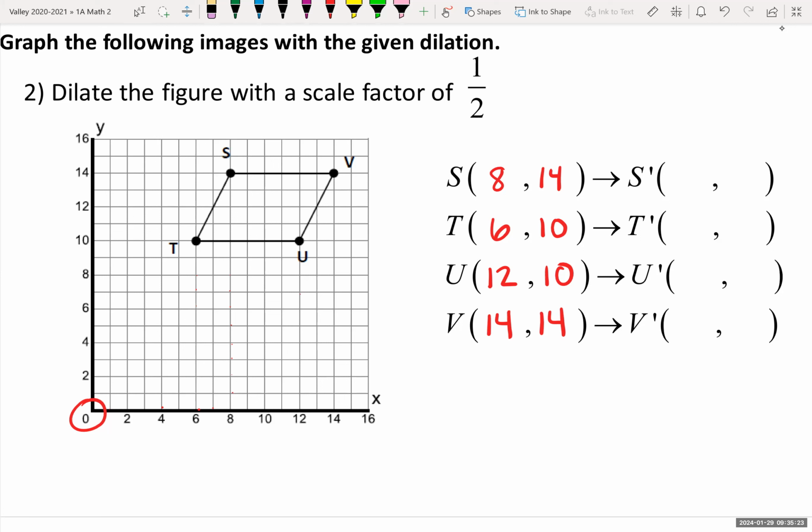What are we going to multiply on this one? What number do we multiply by? What's our scale factor here? Andrew, what's the scale factor on this one? A half. So we're going to multiply by a half, right? So again, if you want to write that in there, multiply all numbers by 1/2.